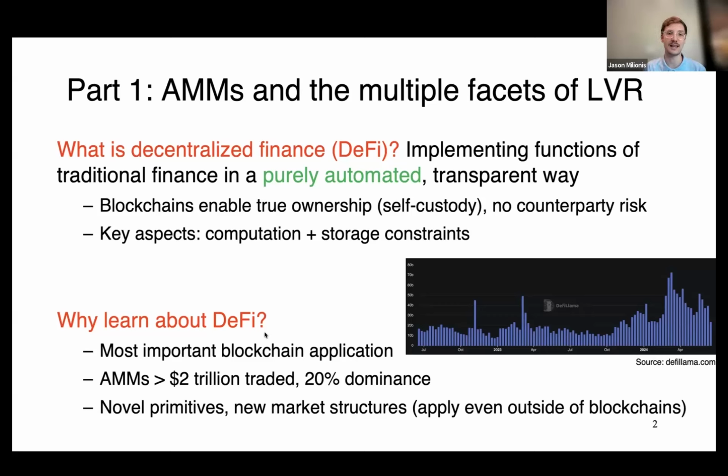For those of you for whom financial applications maybe don't resonate as much, but the computer science and economics aspect hopefully gets you excited, let me just say that there is also non-trivial functionality in these automated programs, and the lessons learned from these novel mechanisms lead to insight that can be applied outside of the environment of blockchains. So these new primitives that we'll talk about, you can actually even think about these outside the context of blockchains.